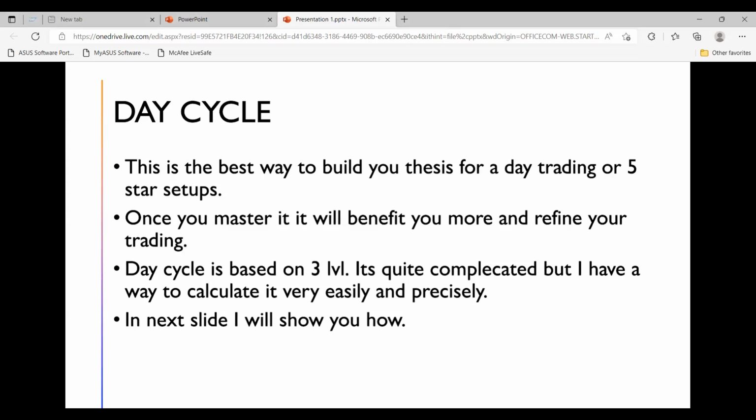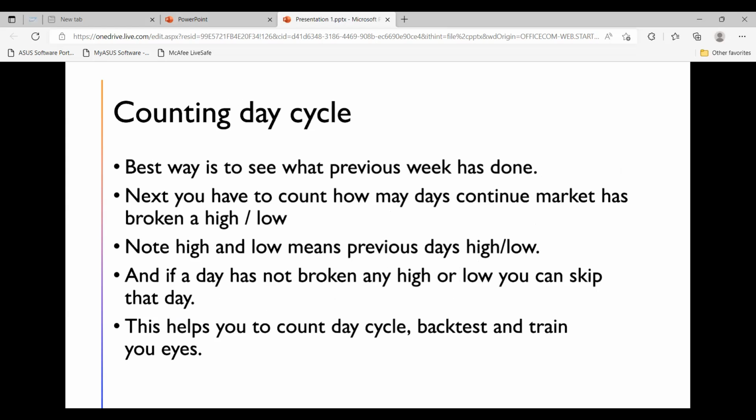Day cycle is based on 3 levels. It's quite complicated, but I have a very simple way to calculate it, and a very precise way. Sometimes you might get confused, but you can share your charts with me if you are comfortable. Then I will tell you what to do and how they are exceptions, right? In the next slide I will show you how to calculate them. Counting the day cycle, the best way is to see what the previous week has done.